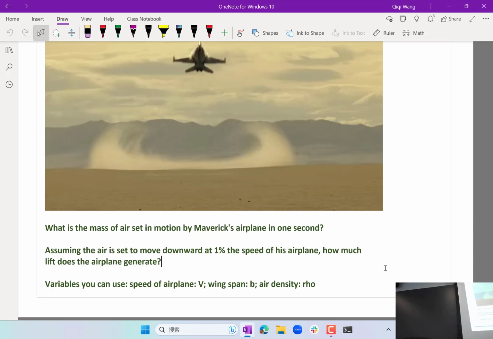So I can rearrange it to get mass over time, and this is just the percent speed difference, and then we have the mass speed difference. Yeah, the velocity of the plane is, in 1 second, it moves downward at 1%. Exactly. So we have to basically rewrite the mass of the plane in terms of the speed and wingspan.